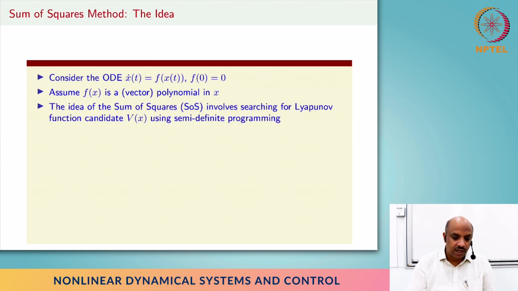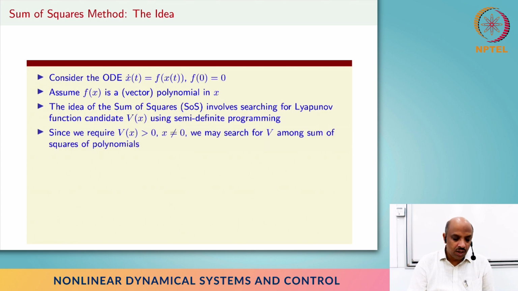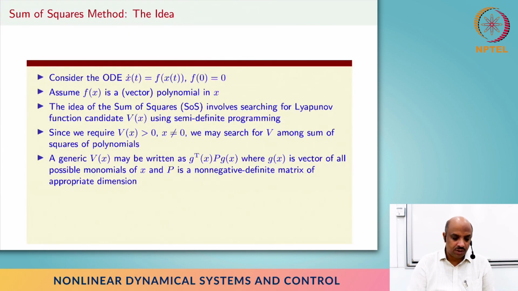So the idea of sum of squares involves searching for Lyapunov function candidates that are of the form sum of squares. And we can also write this V prime of x. So anyway, we'll proceed with this V of x.